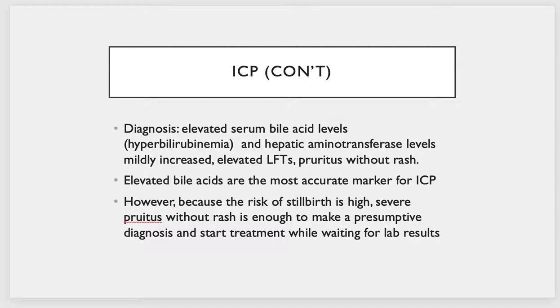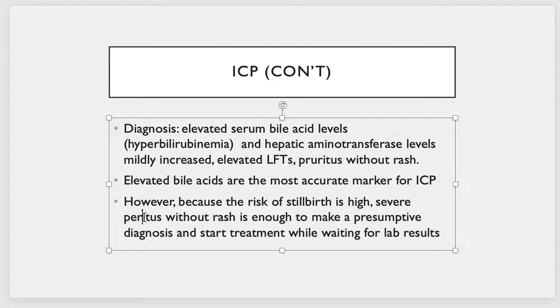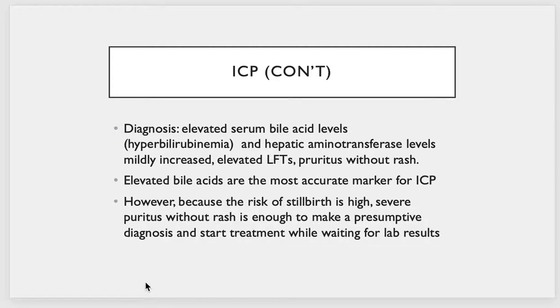In fact, if she is itchy enough, and I wrote that here. Well, let me just keep going. The elevated bile acids are really going to be our biggest indicator and our biggest marker for ICP. But because that risk for stillbirth is so significant, if she is, I did the wrong thing, pruritus, sorry. If she is itchy without rash, that's enough for us to make that presumptive diagnosis and start treatment without waiting for the labs, because we are so concerned about stillbirth for this baby.